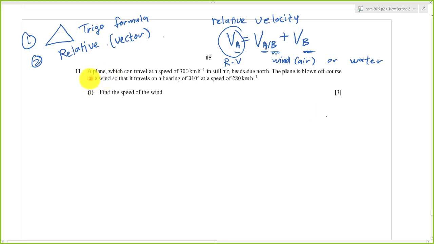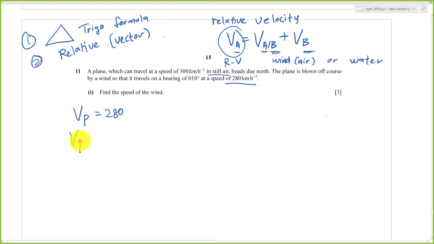The question says: a plane which can travel at a speed of 300 km per hour in still air heads due north. The plane is blown off course by the wind so that it travels on the bearing of 10 degrees at a speed of 280 km per hour. So over here, first you want to know the velocity of the plane, which I use P to represent. The question tells you the plane is blown off course so that it travels on this bearing, and the plane has this speed, so this one will be 280. It's the velocity of the plane.